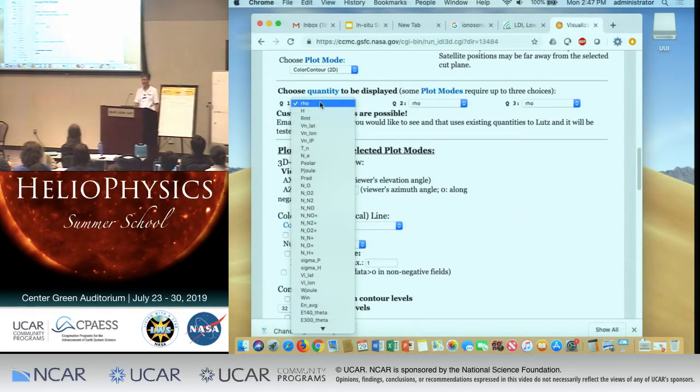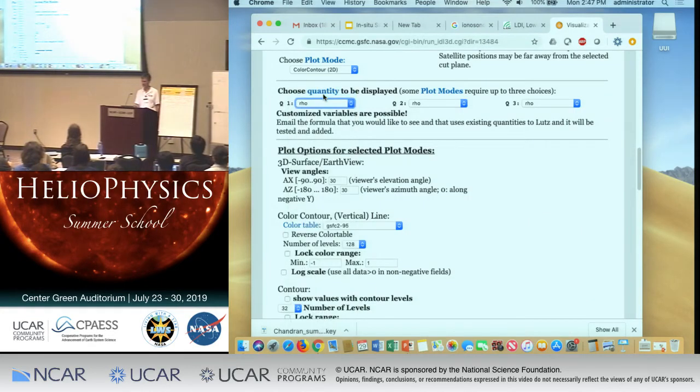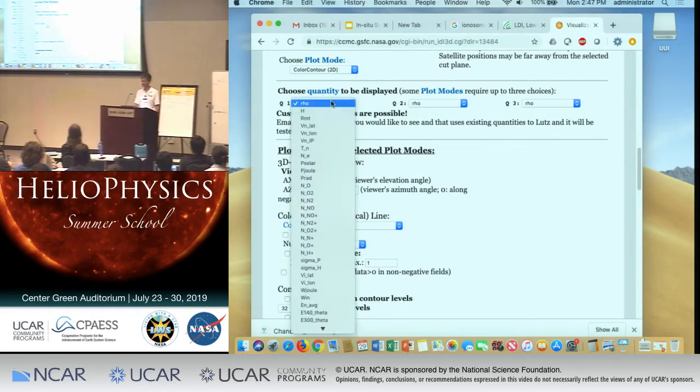Rho. What? Okay, so rho is the H. Oh my goodness. Okay, so I'm going to get into this. Rho is the density. H is the scale height. The neutral temperature, the number of electrons, Vn, Vn latitude. That's usually the zonal and meridional velocities, and I don't know what IP is. What is that?